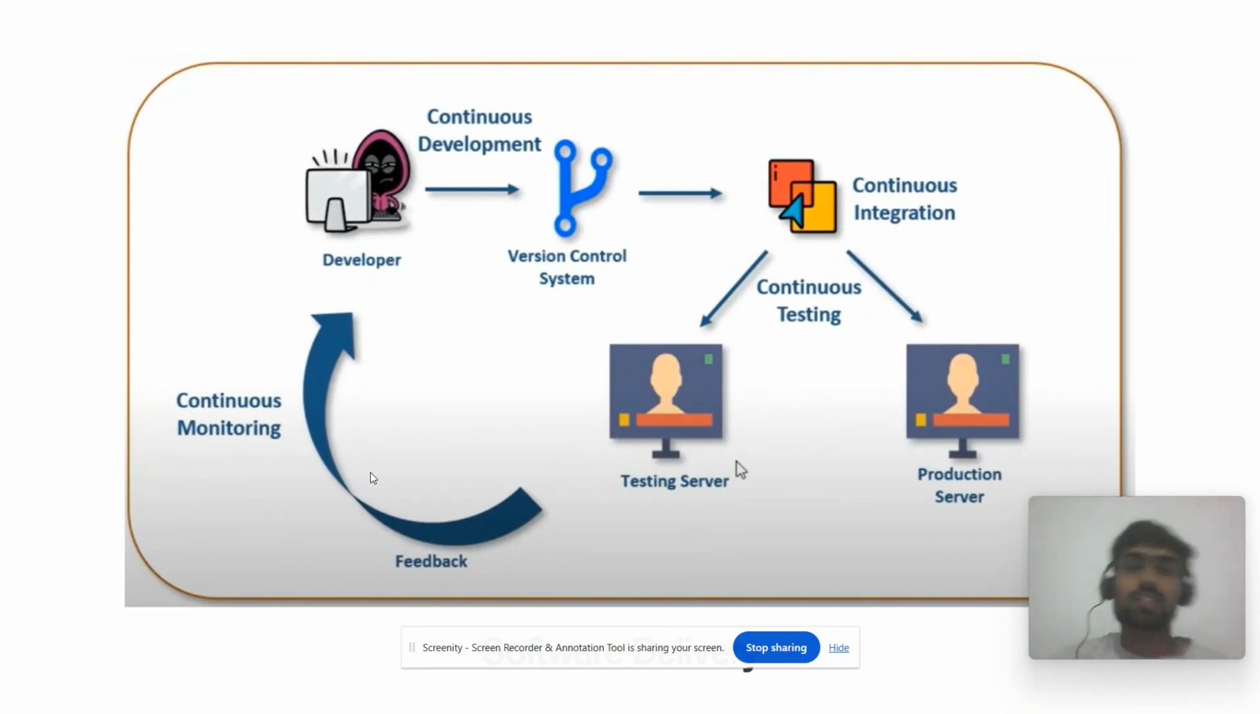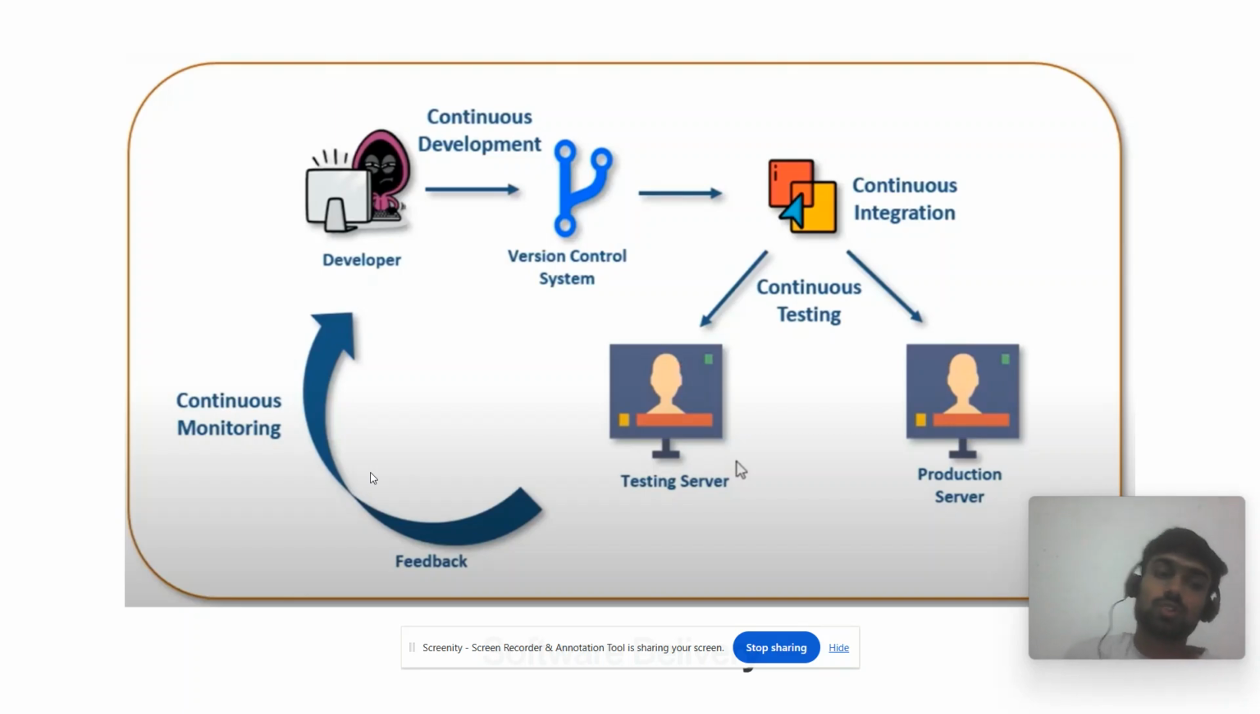So this is basically a software delivery process, a basic software delivery diagram. You might know that a developer writes code, then it goes to continuous development, then it is controlled through VCS, the version control system, with the help of GitHub. Then it goes to CI/CD pipelines, for continuous integration, continuous development, continuous testing. For testing, it goes to the testing server.